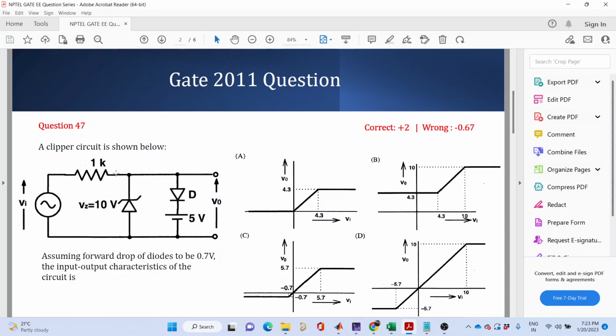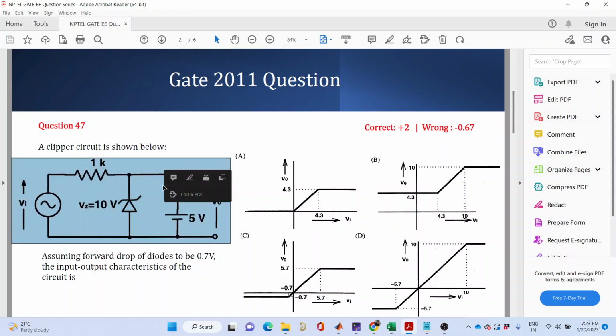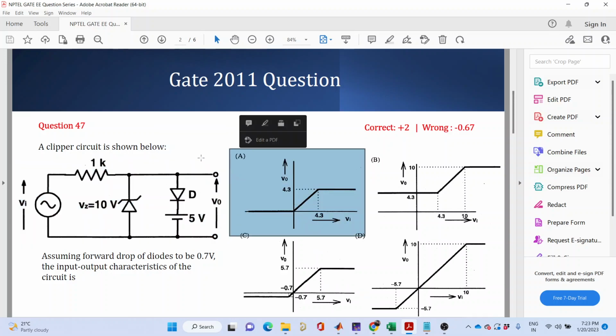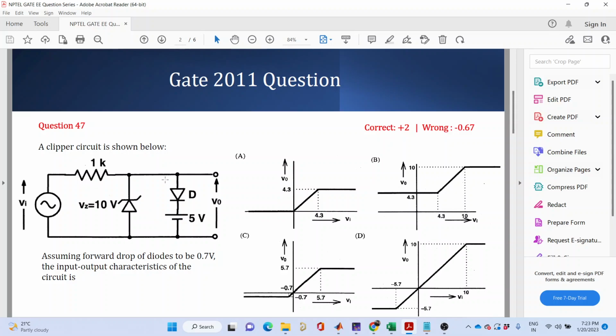For positive half, diode will also conduct and zener diode will also conduct. And for negative half, only zener diode will conduct. So, based on that, A can't be the answer. Zener diode will also conduct and this diode is also conducting, you are saying. No, sir. For negative half, no. No, for positive half. First, let us talk about the positive half. Then I will talk about the negative half. First, tell me for the positive half. You are saying this diode is also conducting and this diode is also conducting. This is what you are saying, right?